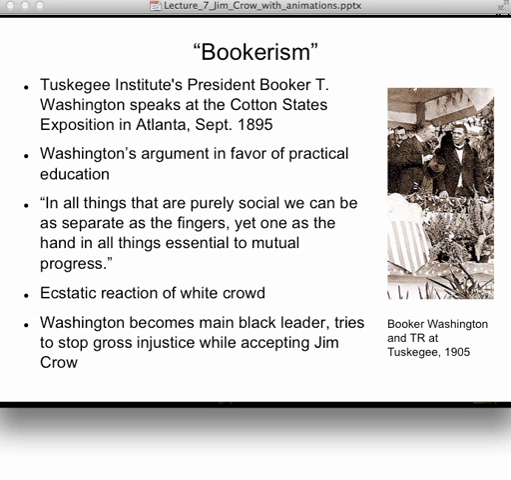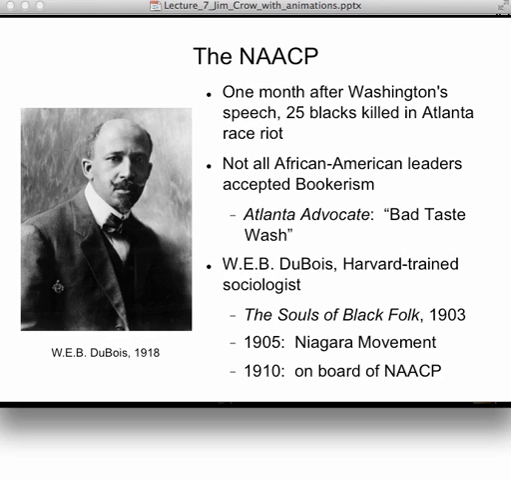So at least in the mind of white America, Booker T. Washington was the main black leader. This was a man they felt they could work with. It should be said, in all fairness to Washington, that he did work behind the scenes to try to stop lynching, for instance, and to stop the more serious examples of injustice in the South, even while he publicly refused to attack the Jim Crow laws.